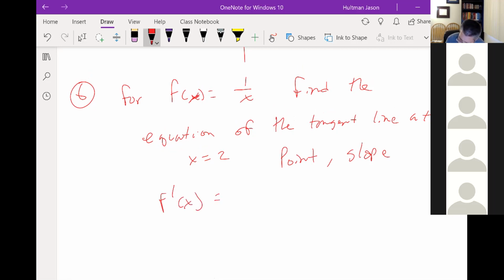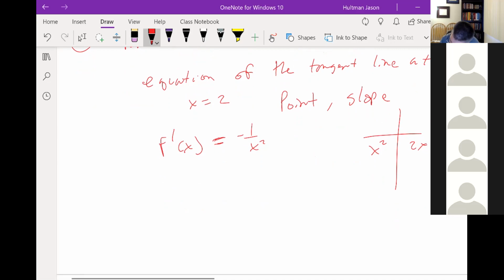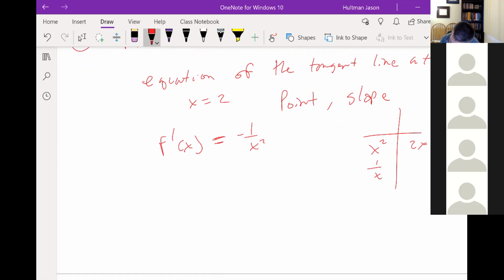What was the derivative of 1 over x? Anybody remember? Negative 1 over x squared. Yeah, thank you, Dominic. There are a few that you need to memorize in this class. What is x squared? Well, that's 2x. What is 1 over x? That's negative 1 over x squared. And what is radical x? That's 1 over 2 radical x. So if this is f of x, then this is f prime of x. Just make sure that you have those memorized.